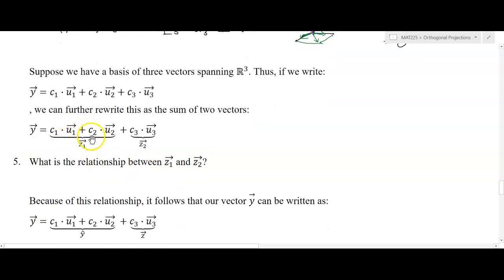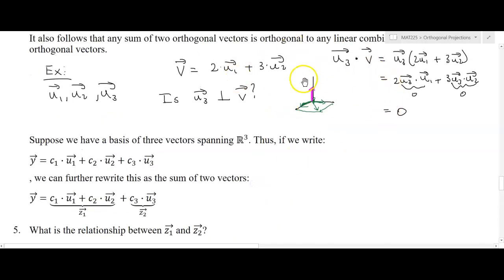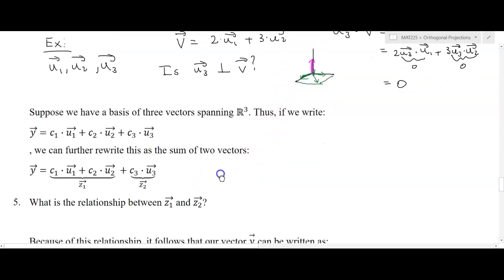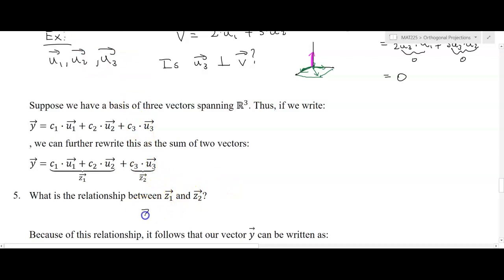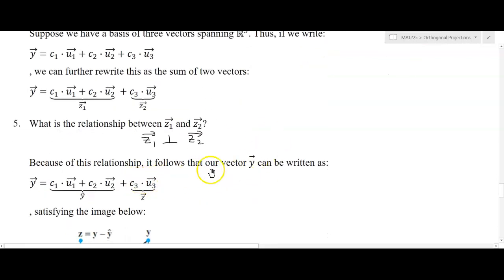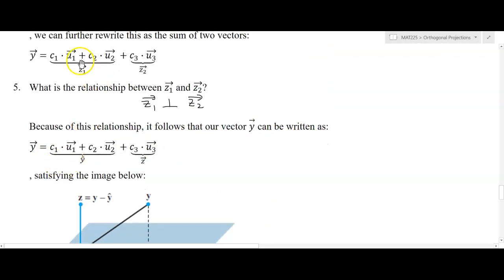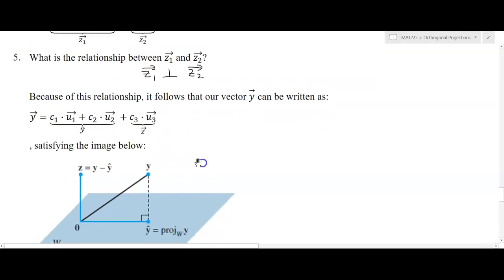Well, since u1, u2, and u3 are perpendicular to one another, and we just showed up here that any linear combination of orthogonal vectors is still orthogonal to another vector that's orthogonal to both of those, we know that z1 and z2 are perpendicular. Because of this relationship, it follows that our vector y can be written as, well, wait a minute, we just said z1 and z2 are perpendicular. So if u1 and u2 span W, that is, this sheet of paper that we have here, this plane, can be spanned by these two vectors, then y hat is a vector that's inside of that plane. It's just a linear combination of u1 and u2. And that means since z is perpendicular to it, the z vector is perpendicular to the plane itself.